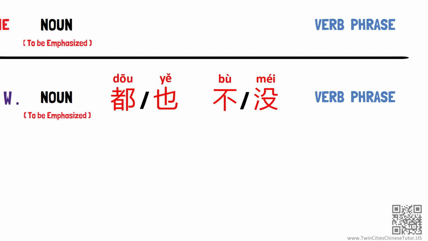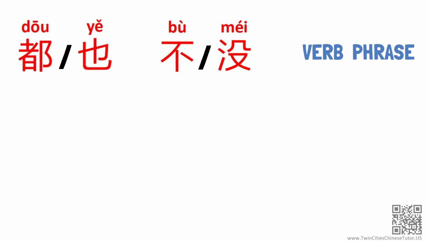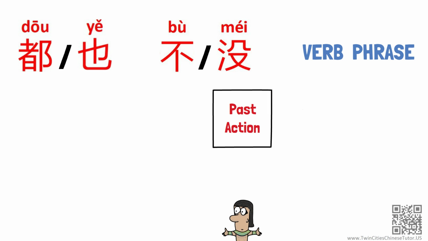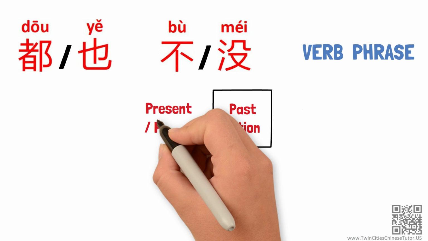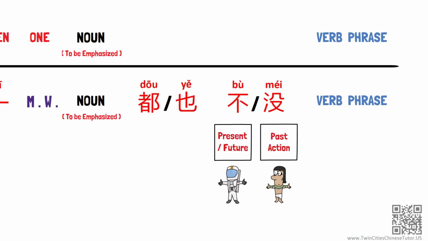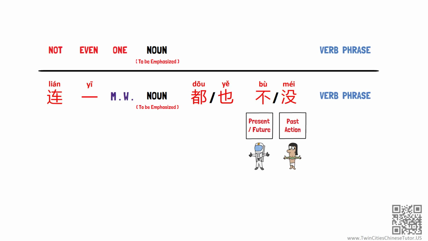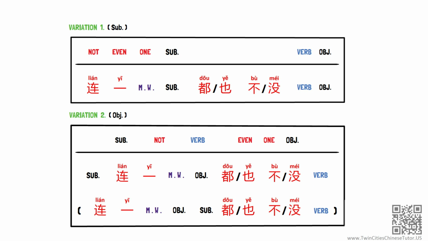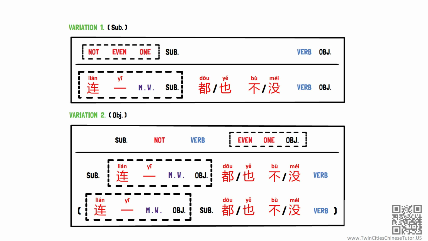As explained in my 5 basic Chinese tenses video, if we're talking about a past action, we will use 没 or 没有 to express not. If we're talking about a present or future action, we will use 不 to express not before the verb. And just like the standard 连都 pattern discussed in the last video, there are 2 variations, depending on whether we're trying to emphasize the subject or the object of the sentences.